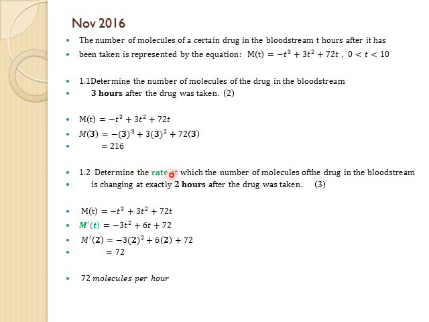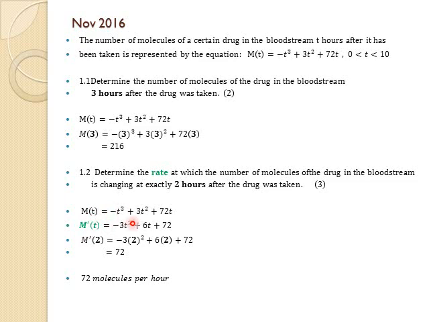1.2, determine the rate. So once I use the word rate, I need to find the first derivative. So determine the rate at which the number of molecules of the drug in the bloodstream is changing at exactly 2 hours after the drug was taken. Right, so because of rate, find the first derivative.